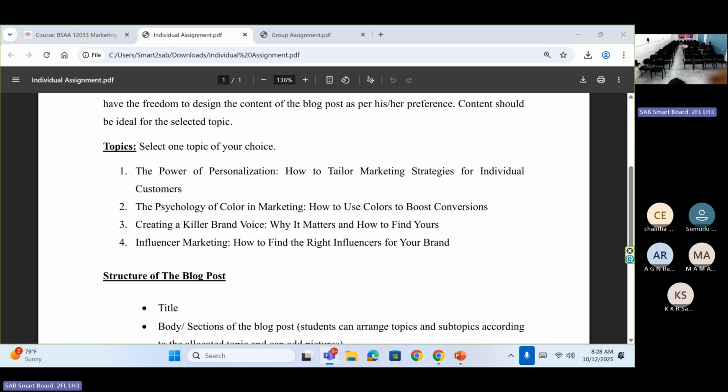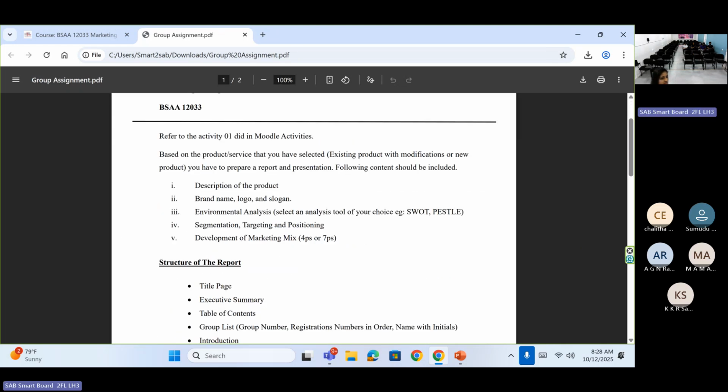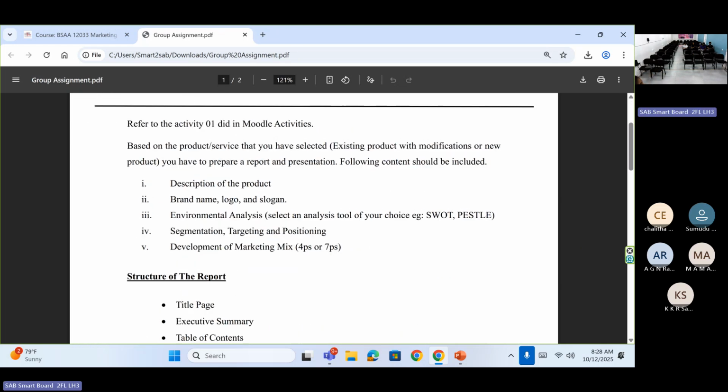Then the group one is based on activity one, which I told you. In activity one, you have to select a new product or an existing product with modifications. Based on that, you have to prepare a report and presentation. In class, we are doing just a small presentation, a 3 minute one. It needs to be presented by one member of the group. But here, all members of the group need to be present.